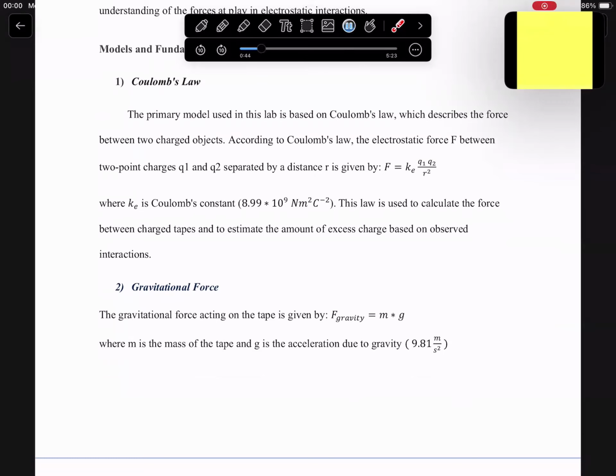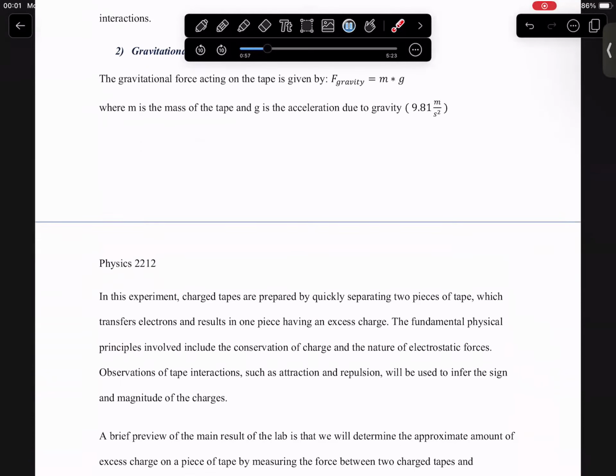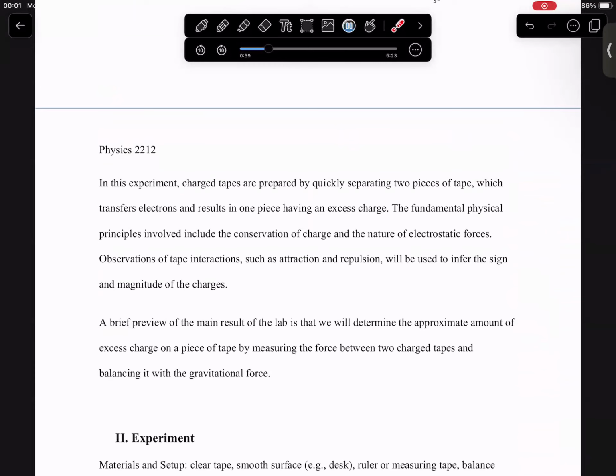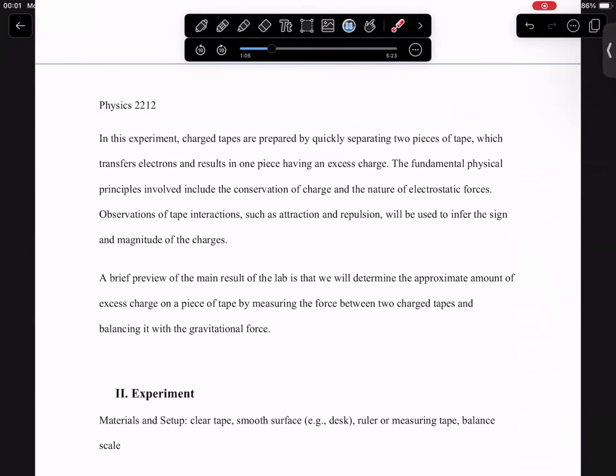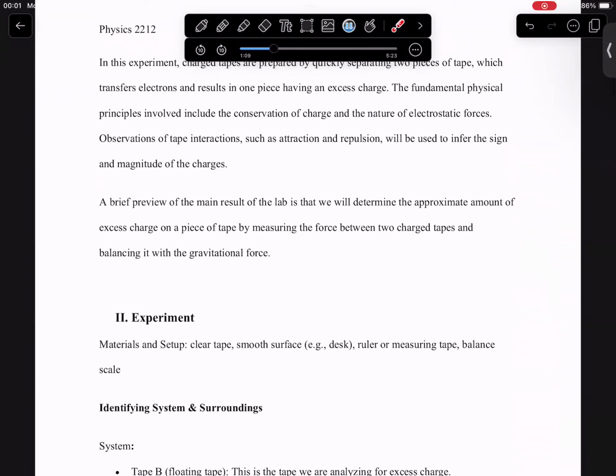Another physics principle was gravitational force. Force of gravity equals mass multiplied by gravity, which is 9.81. In this experiment, charged tapes are prepared by quickly separating two pieces of tape, which transfers electrons and results in one piece having an excess charge. The fundamental physical principles involved include the conservation of charge and the nature of electrostatic force.